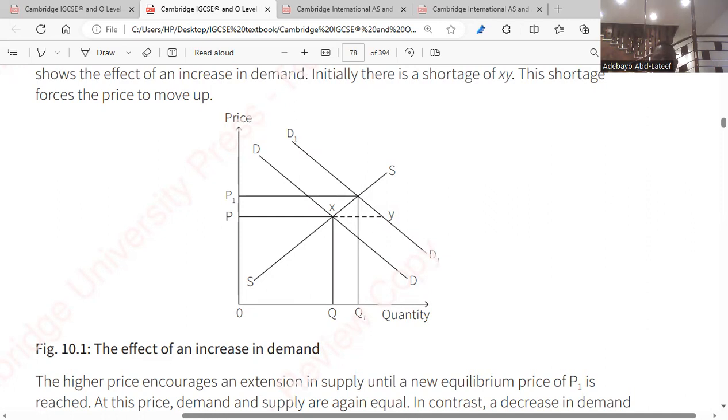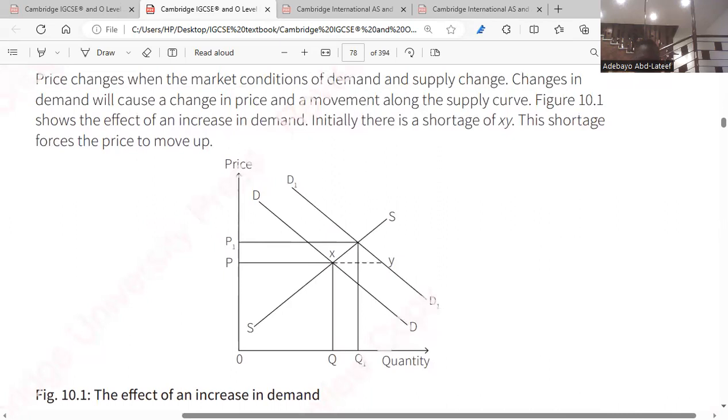Do you get what we're talking about here? Yes. There's excess demand in the market. Excess demand means that the quantity produced in the market is not enough for consumers. So what happens? Prices will rise from P to P1. So the quantity demanded has increased from D to D1. And the quantity will increase from Q to Q1. Do you get what I'm saying here?